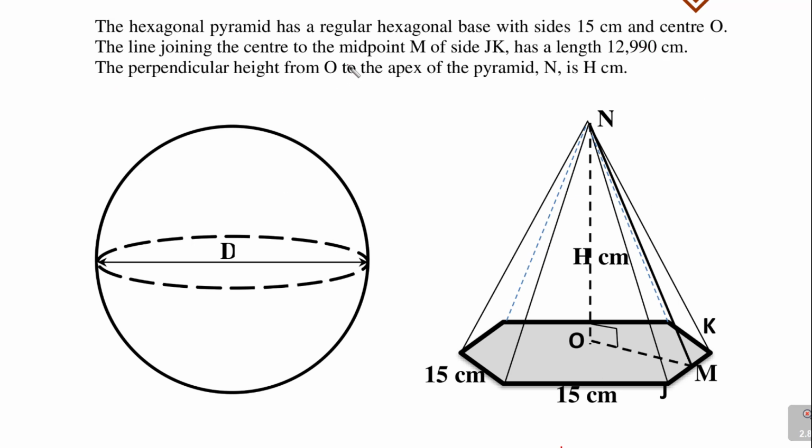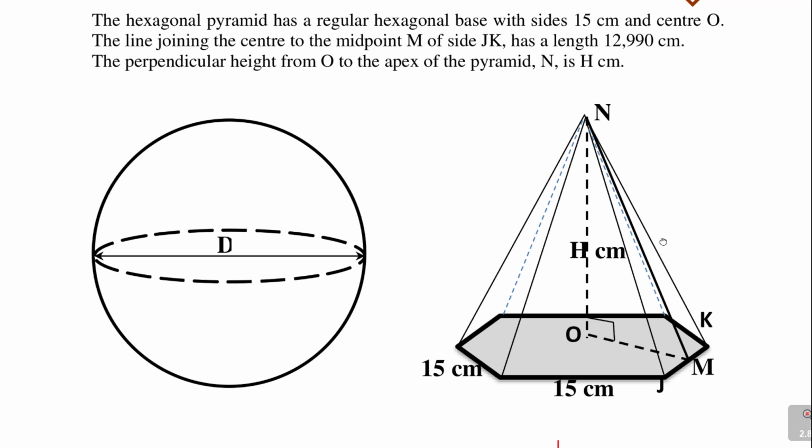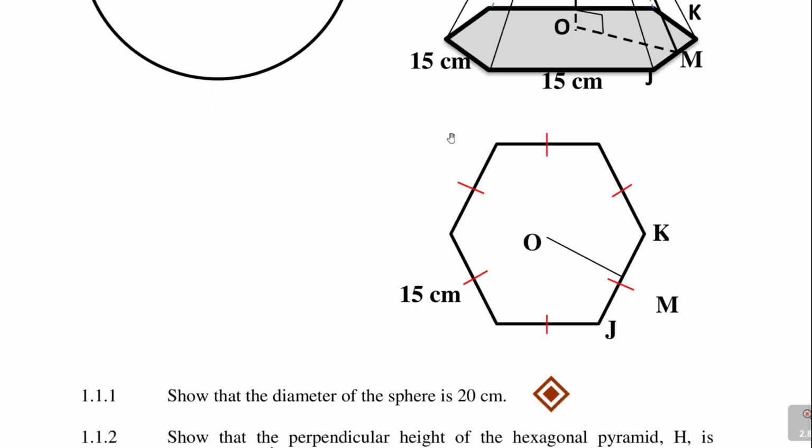The perpendicular height from O to the apex of the pyramid N is h centimeters. And then they give the information here. They're saying it's a regular hexagon. Remember, it's six-sided. Regular means it's got equal sides, so that's what regular means.